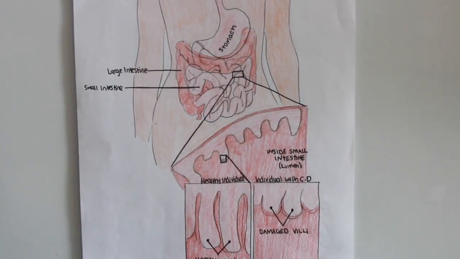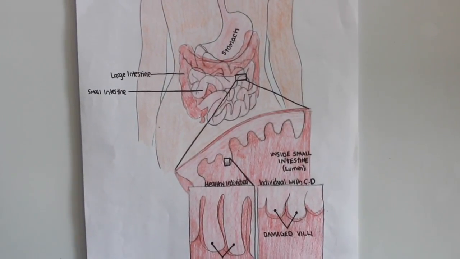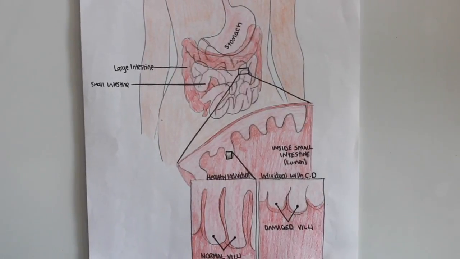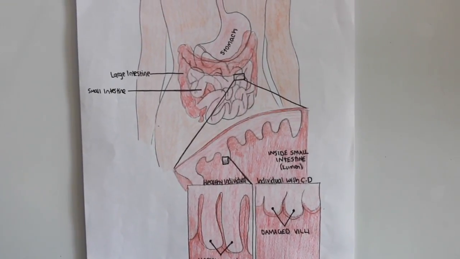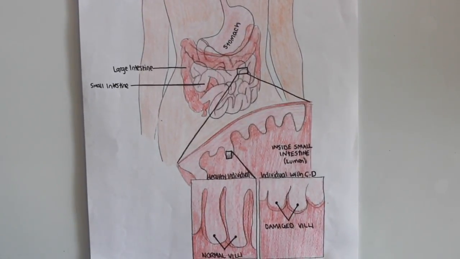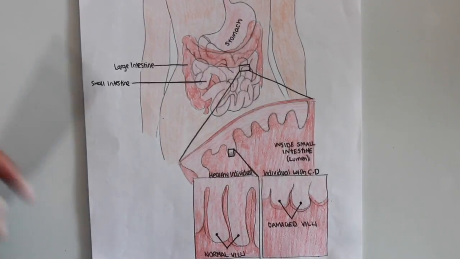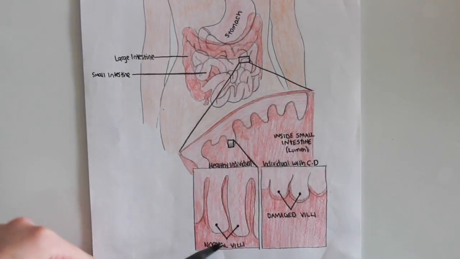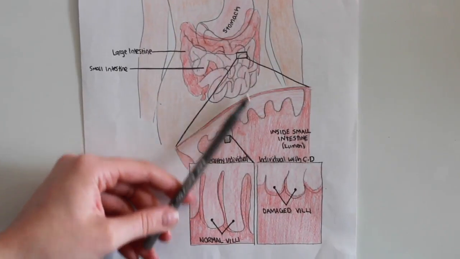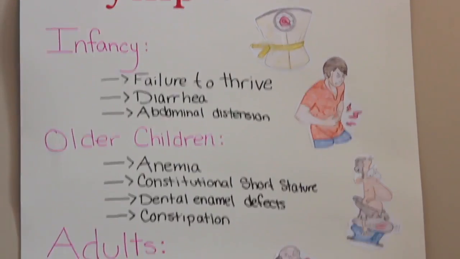As more pro-inflammatory cytokines are accumulated, this causes inflammation of the villi, which ultimately leads to the temporary change of the villi, which prevents nutrient absorption. As you can see, the healthy villi are longer, where the damaged villi are flattened due to inflammation in the lumen of the small intestine.